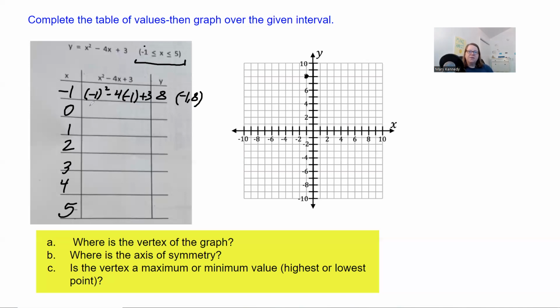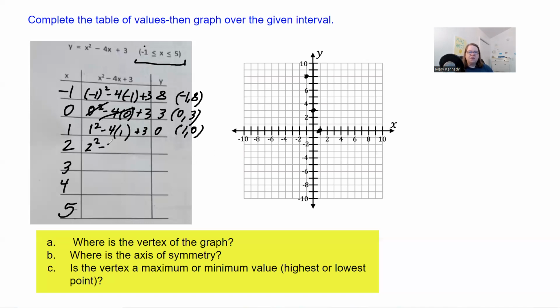At 0, so 0 squared minus 4 times 0 plus 3. Well, that's 0 and that's 0, so that would be 3. So at 0, we should be up 3. We can plot that point. 1 squared minus 4 times 1 plus 3. So 1 minus 4 is -3 plus 3 is 0. So at 1, we're up none. We're at 0. So right 1, don't go up or down.